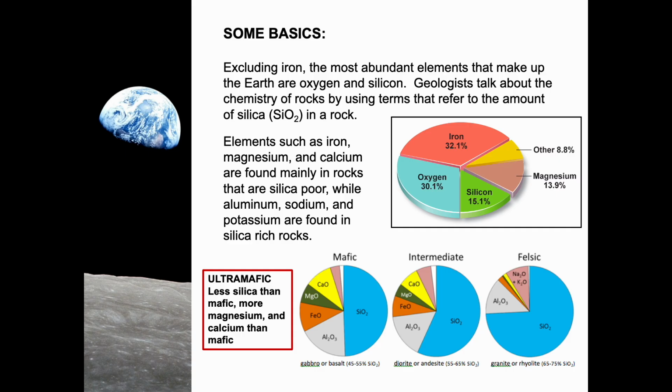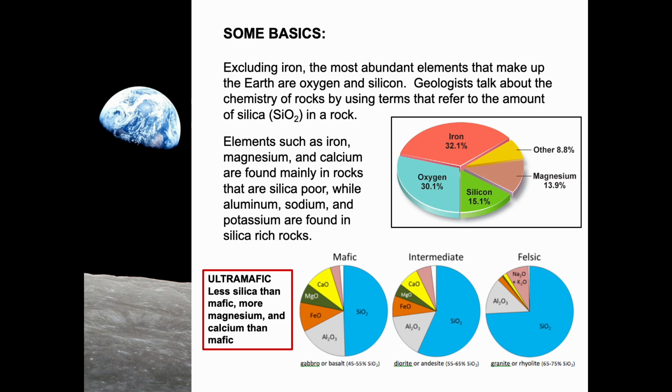We have ultramafic, which has very little silica, less than half of the rock's composition is silica. They are enriched in magnesium, calcium, iron, and other heavier elements. When you move up to mafic rocks, you have about 50%, slightly less, slightly more silica. You still have a lot of aluminum, a lot of iron, a lot of magnesium, a lot of calcium.